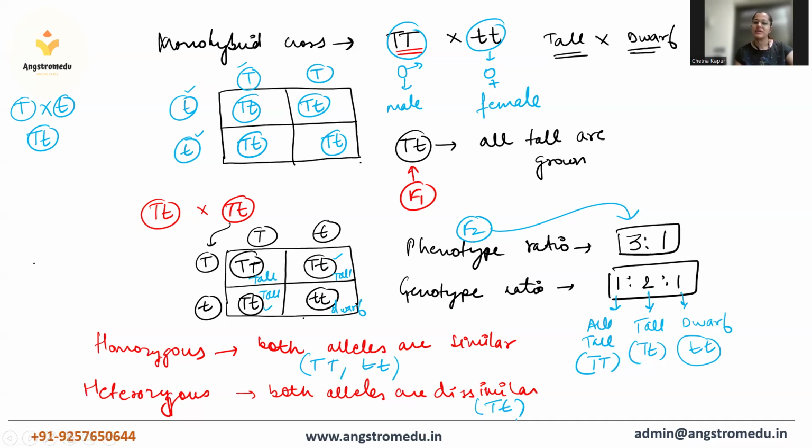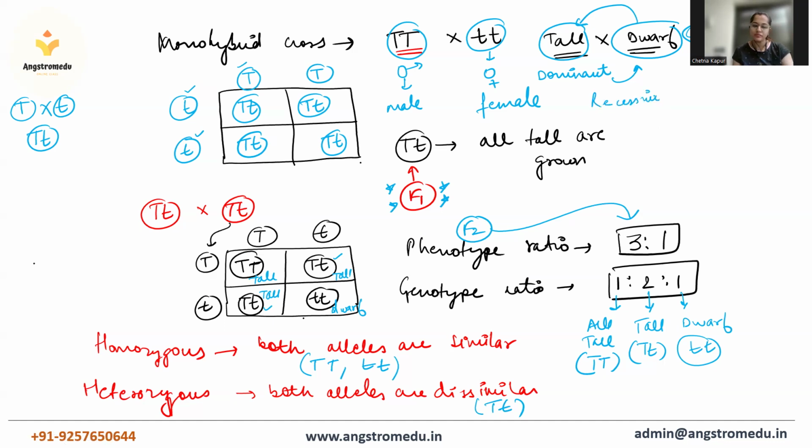Okay. Now, have you seen that in the F1 generation, only one trait is expressed? That is, only the tall trait is expressed and the dwarf trait was covered up. So this has been covered up in the F1 generation by the tall trait. That means this tall trait is dominating over this recessive trait. So the one that is expressed in the F1 generation is called the dominant trait, and the one that is expressed in the F2 generation is called a recessive trait.